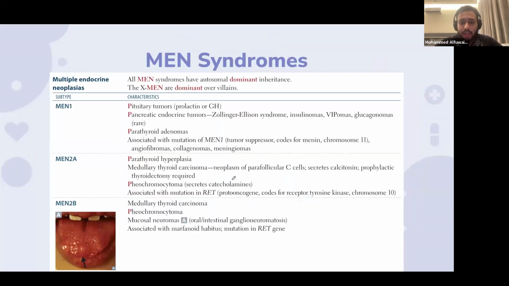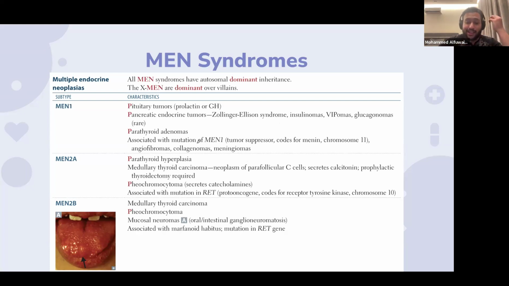Last two slides, as you have MEN syndrome. MEN syndromes are autosomal dominant diseases or syndromes characterized by multiple endocrine neoplasias, many cancers. Okay, so you have three types, and we mentioned this slightly in GI: MEN 1, MEN 2A, MEN 2B. MEN 1 is the three P's. Okay, pituitary tumor, which is usually prolactinoma, pancreatic endocrine tumors, which we talked about in GI, insulinoma, and so on, and then parathyroid adenomas. Okay, parathyroid adenomas.